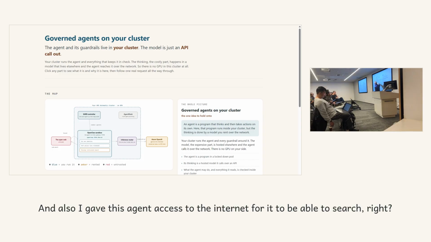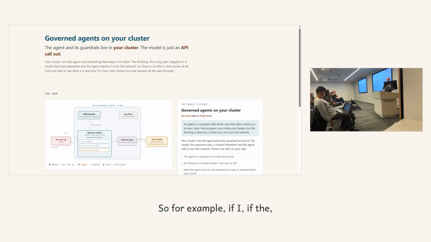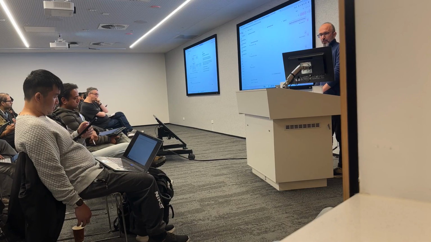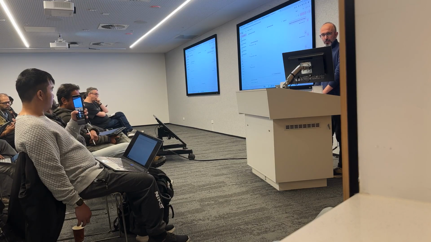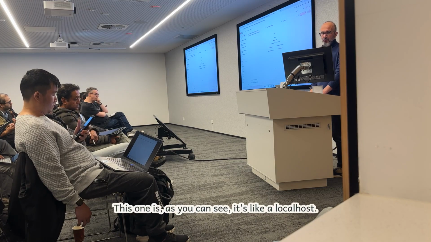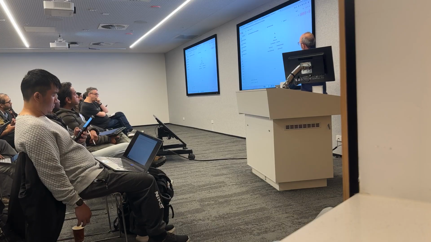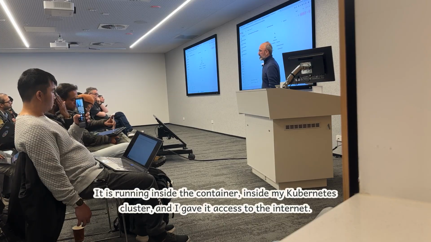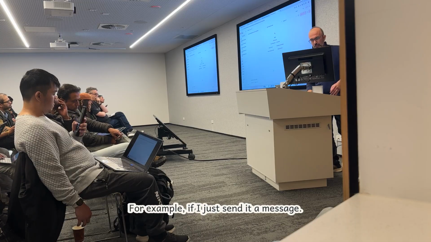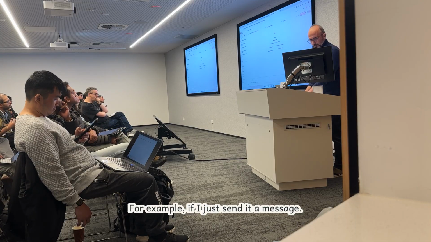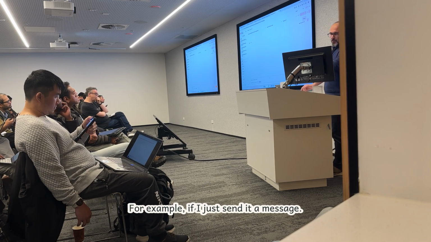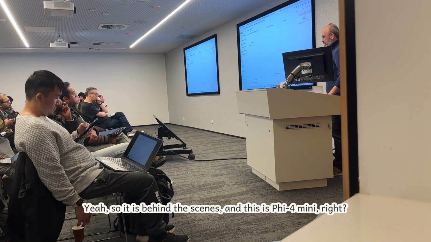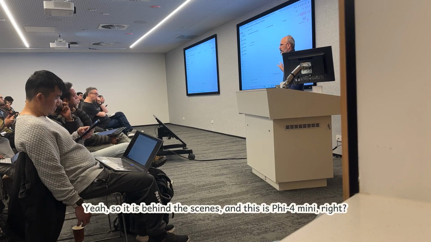And also, I gave this agent access to the internet for it to be able to search, right? Alright, so this is OpenClaw. As you can see, it's a localhost. It is running inside a container, inside my Kubernetes cluster. I gave it access to the internet. For example, if I just send it a message, yep, so behind the scenes, this is 5.4 minutes, right?